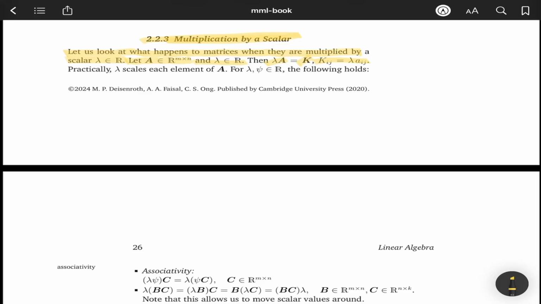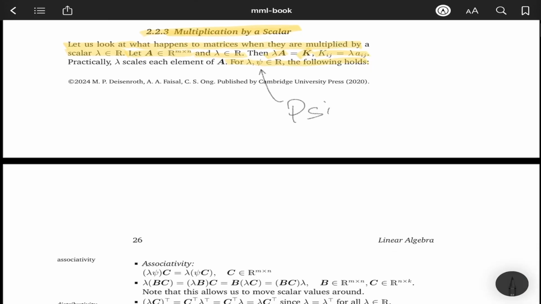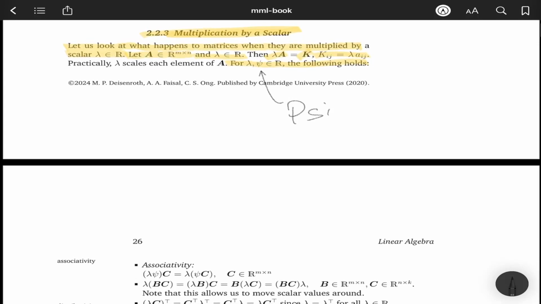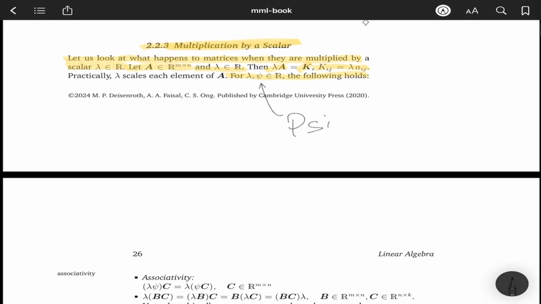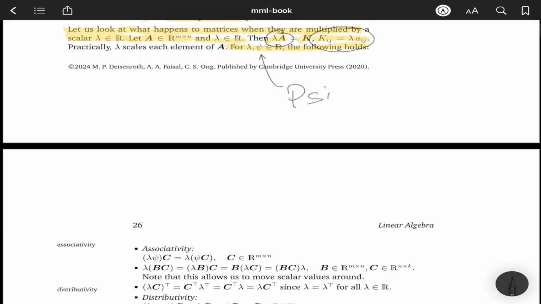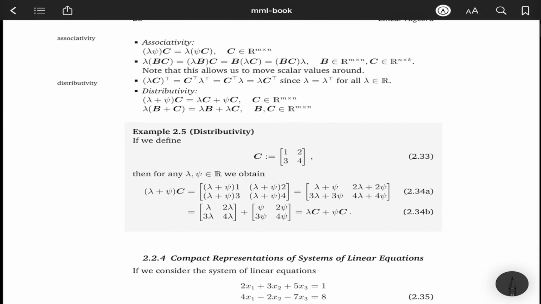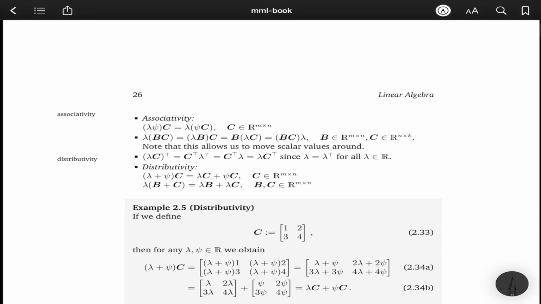For lambda and C, element of the real set, the following holds. So I had to look this up. Okay, so lambda and C, they are both just numbers. And what they said is if you scale the matrix, it's the same as if you scale each element of the matrix by the same factor. So pretty much similar to when you scale a vector. Okay, so there are a few properties here.